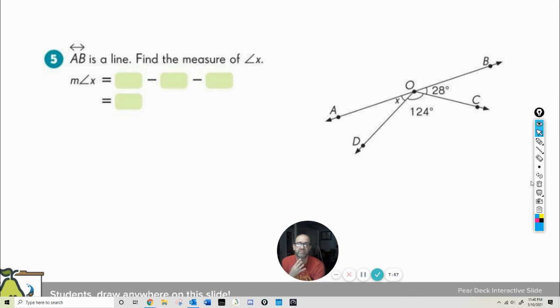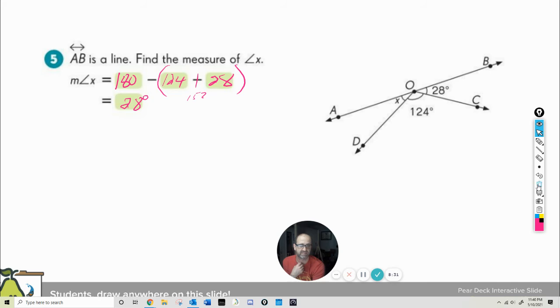I'm starting 5. Oh, no, I'm not, because I don't have my pen activated. 180 minus 124 minus 28. And mind you, you could also do that if you find that more favorable, which I do. 124 plus 28 is going to be 152. Oh, that should be 28 degrees. Yeah.